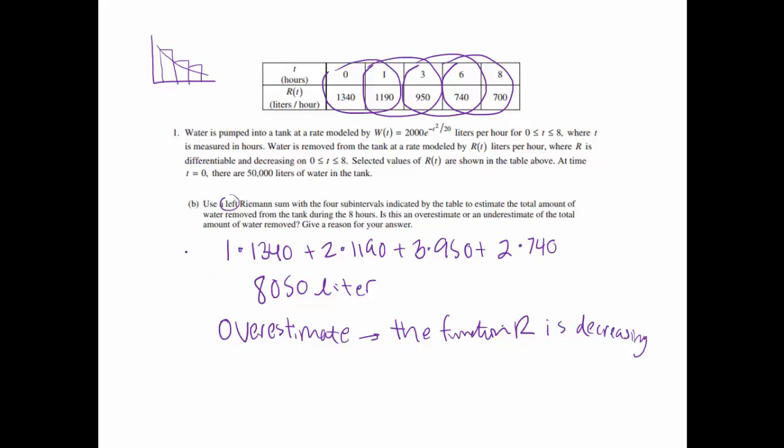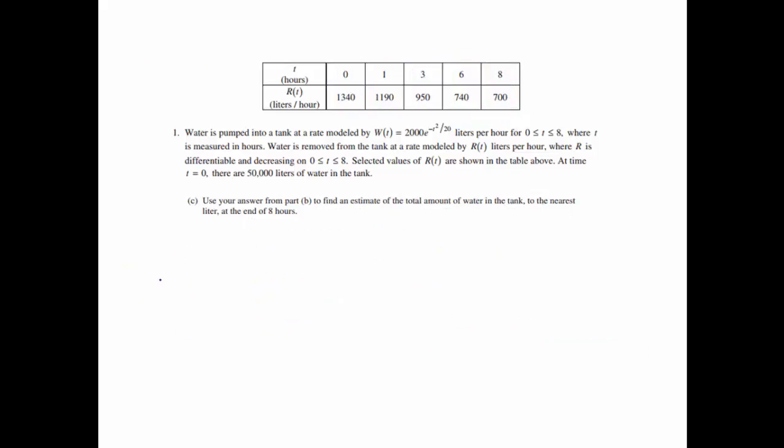This part was worth 3 points. Showing that you did a left Riemann sum, you'd get a point. Getting the proper answer, you'd get a point. And saying that it was an overestimate and why, you would get a point. So this altogether was worth 3 points. Okay, part C.